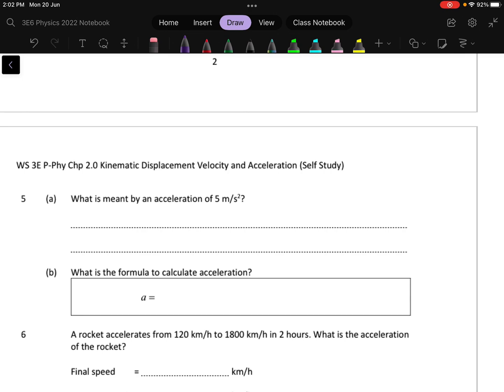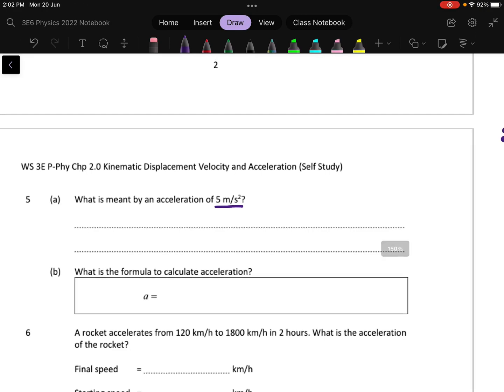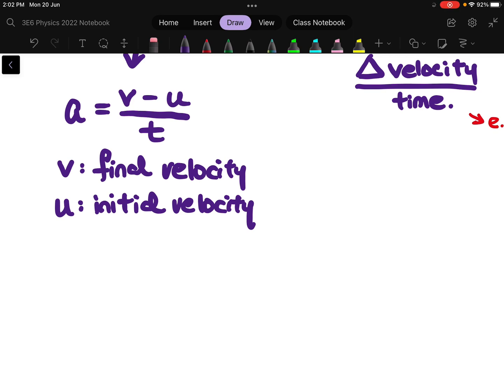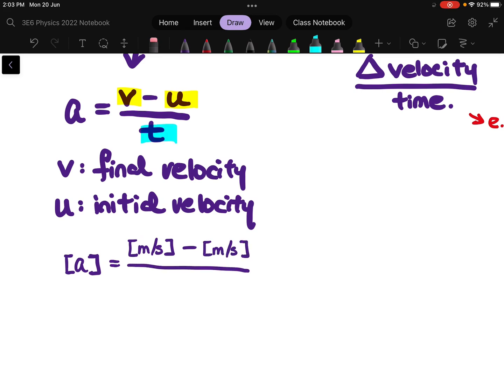So what is meant by acceleration of 5 meter per second square? Oh, sorry, I forgot to mention why the unit is meter per second square. So let's go back to the formula over here. If you look at the formula, I want to find the unit for acceleration, right? That's why I give it a square bracket. Equals to, what is the unit for velocity, final velocity? Well, it is measured in meter per second, right? How about u? u is also measured in meter per second. How about time? Time is measured in seconds, right?